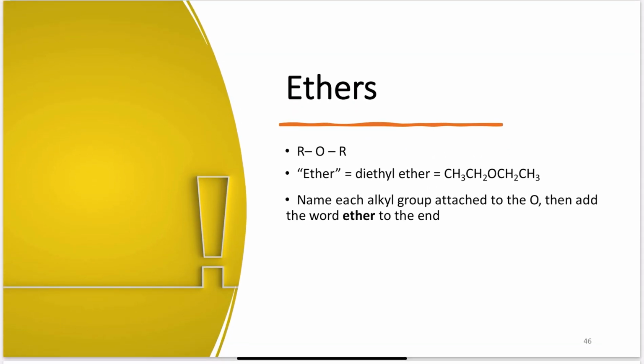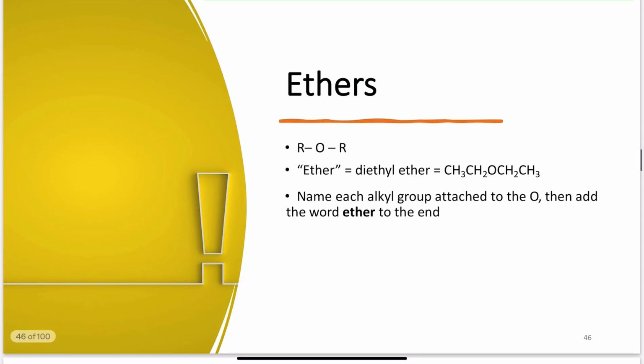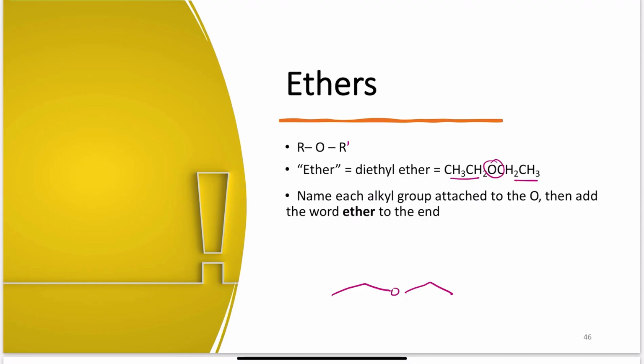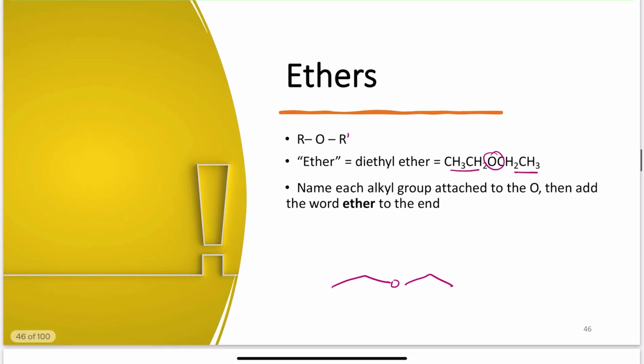Ethers, again, formula ROR, where the R's could be the same or could be different. You could have R prime here. You're going to just use the word ether at the end. So you're going to name the two sides of it and then call it an ether. So like diethyl ether. I've got 2 ethyl groups attached, and it's an ether. Okay? Just looks like this. Name each alkyl group attached to the oxygen, and then add the word ether to the end.